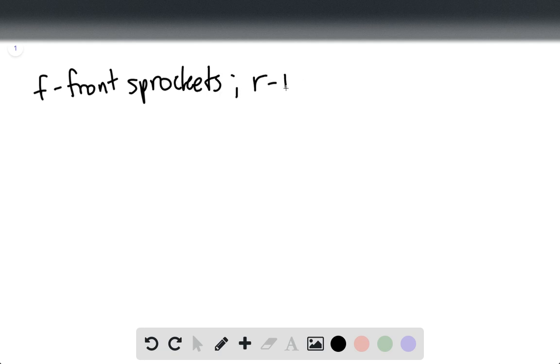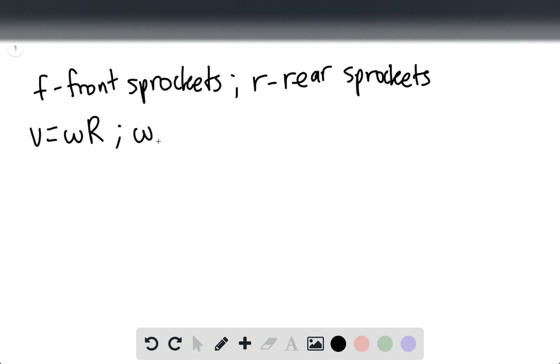So we're going to let F denote front sprockets, and then we're going to denote R as rear sprockets. So we know that V equals omega R, or omega capital R.